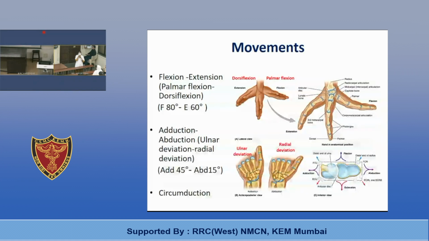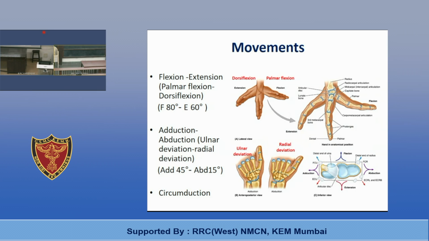Which movements are possible at the wrist joint? It is a biaxial joint. Flexion and extension are possible at the wrist joint. What is the other name for flexion? Can you compare it with the ankle joint? Just for movements, not the type of joint.